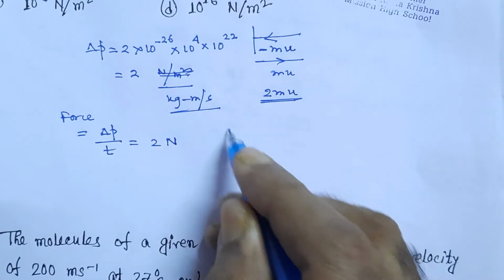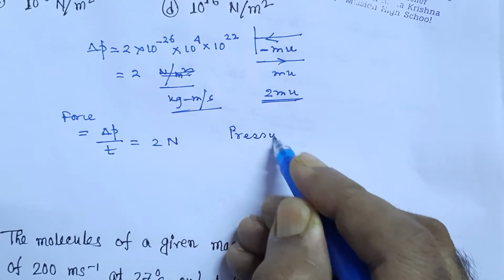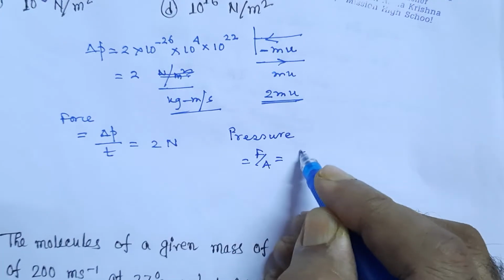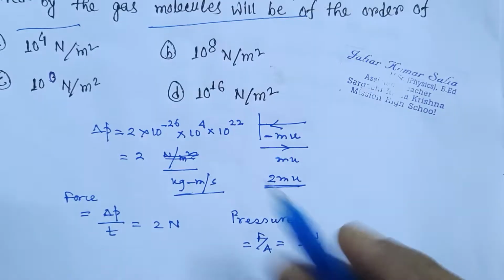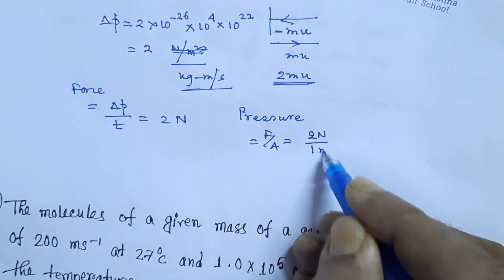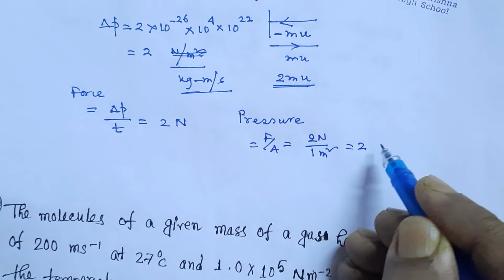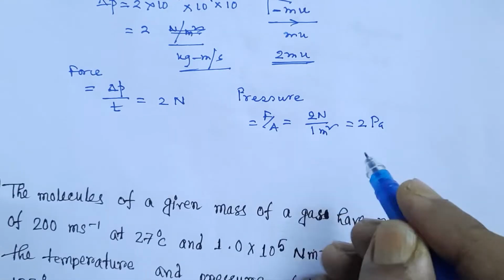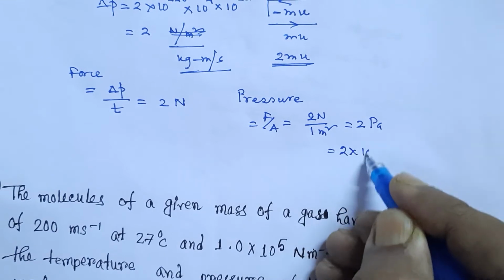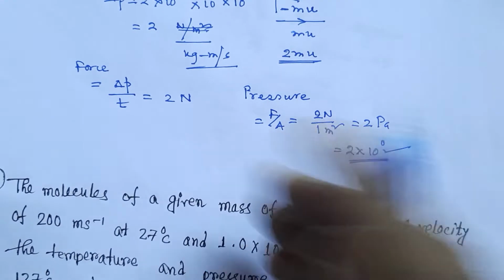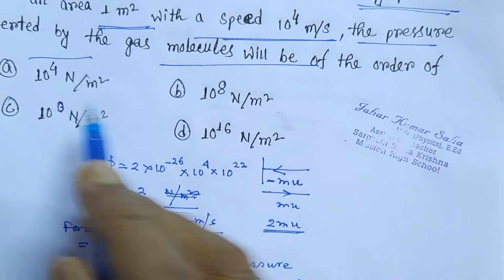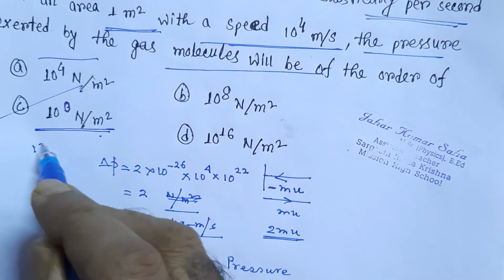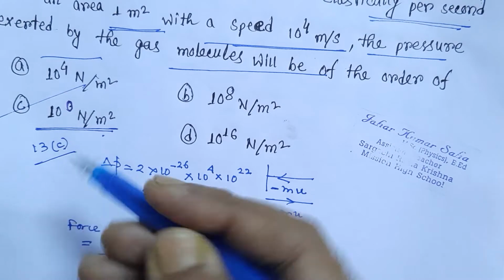Now pressure. Pressure equals to what? Force per unit area, F by A. What is that? 2 Newton by 1 meter square. That is your 2 Pascal. So that is your 2 into 10 to the power 0. So the order is 10 to the power 0 Newton per meter square. C is the correct answer. So the answer of the question number 13 is C.